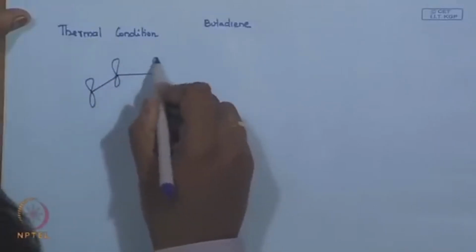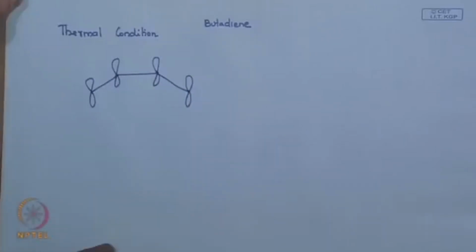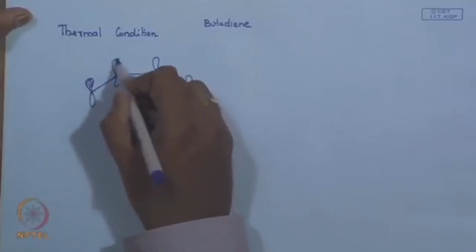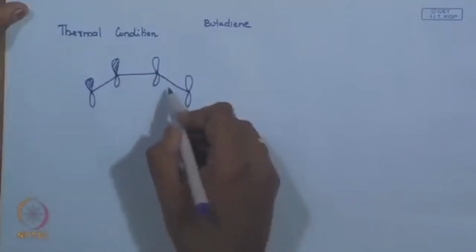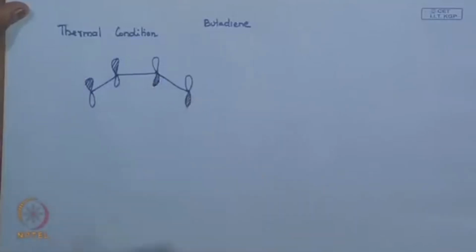Going with the orbital is nice, the molecular orbital, because that helps you to understand things very easily. So, I am doing a thermal condition. What do I have to remember? I have to remember that in thermal condition, the pi 2 system, which is the HOMO. So, I have written the HOMO of my butadiene.